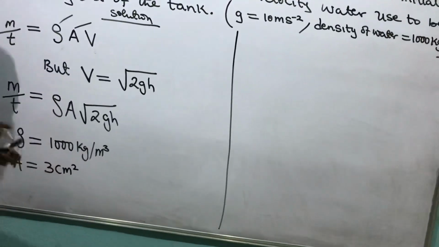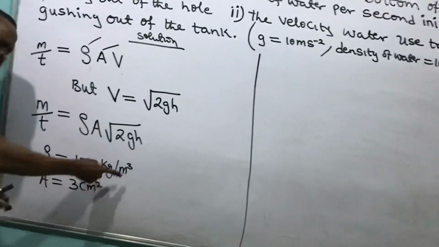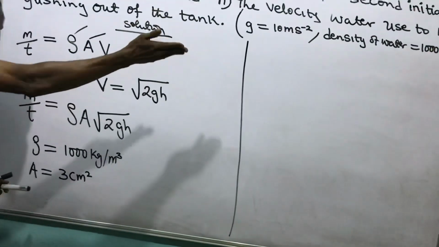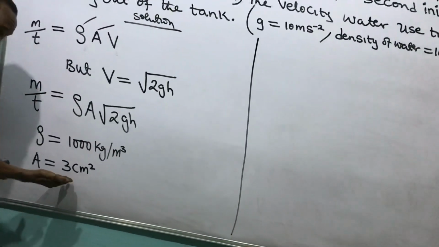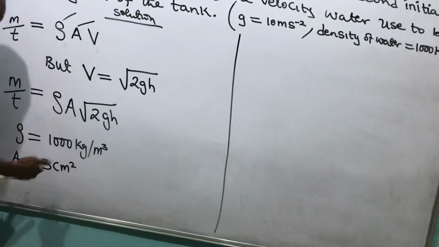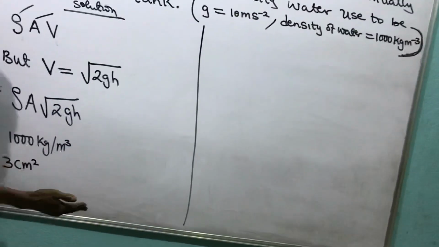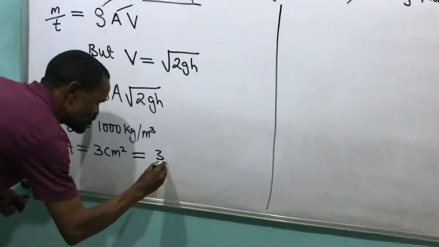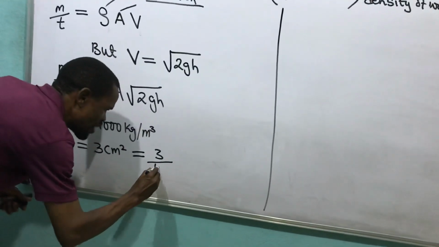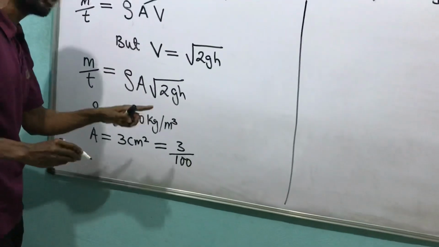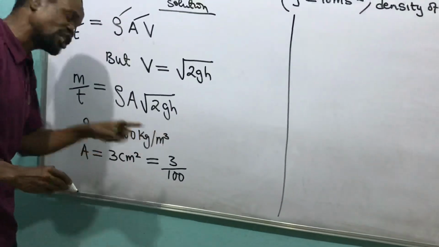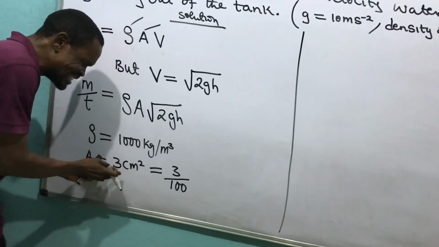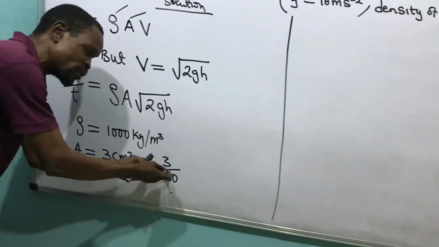So we have to use a uniform unit. Since the density is in meters and the acceleration due to gravity is in meter per second squared, and now what we have in the area is centimeter squared, I have to change this centimeter squared to meter squared. Changing centimeter to meter, we divide by 100. So if I'm changing this 3 centimeter to meter, I will divide by 100.